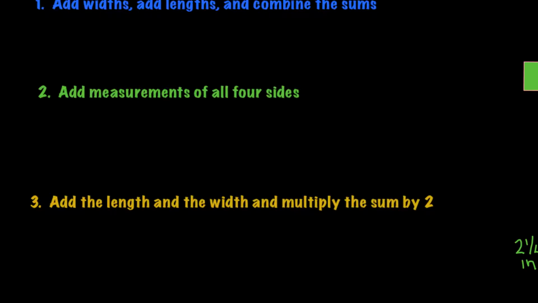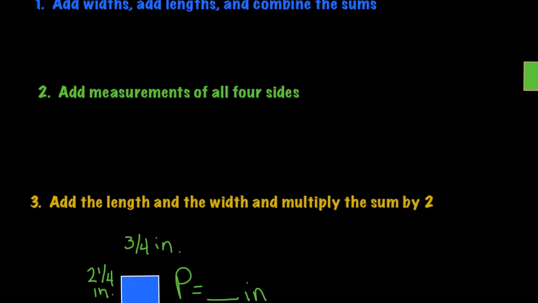So we're going to take a look at each one of these real quick. So let's say that we have the shape down here at the bottom, this rectangle here, and this particular side is 2 1/4 inches, and this side is 3/4 of an inch. And I want you to find the perimeter. So if I look at all three of the methods above, I'm going to show you what it would look like in each one of those.